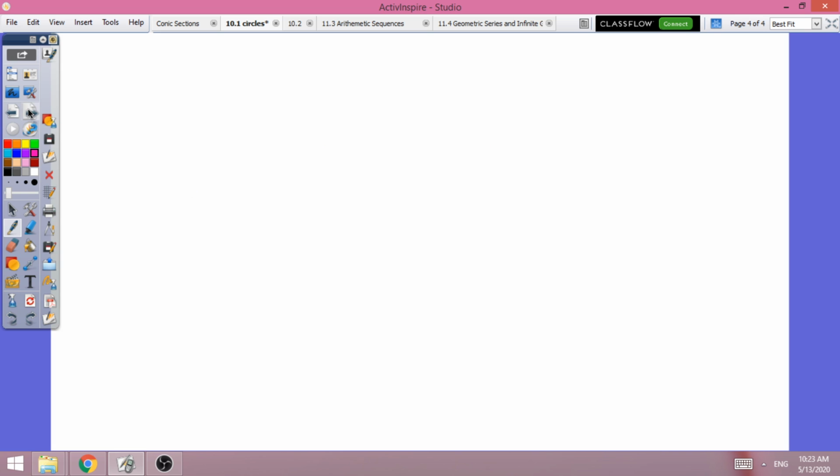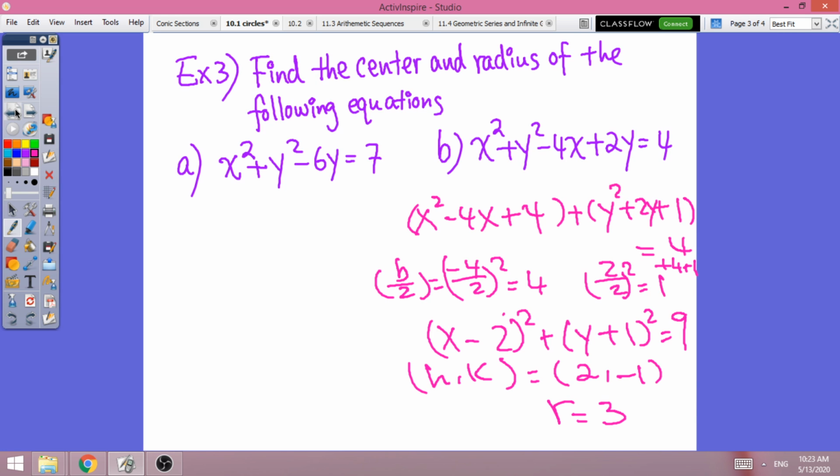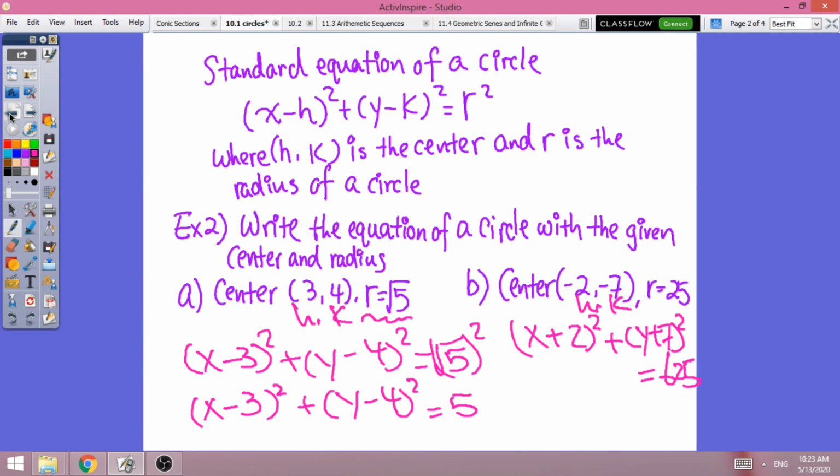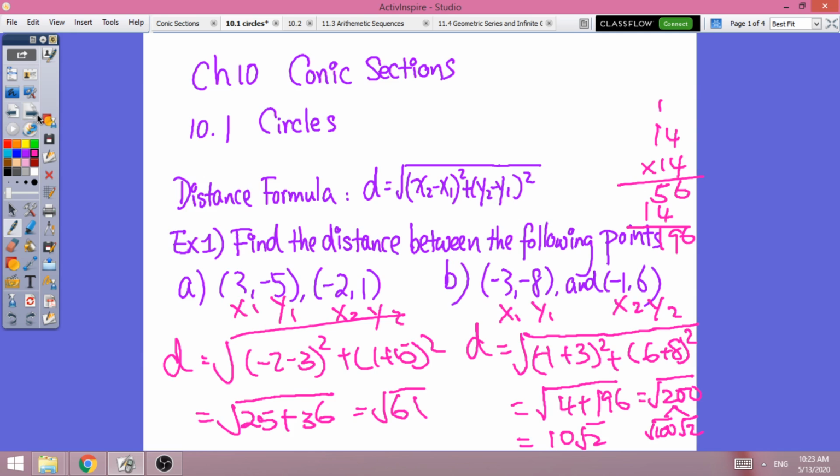And now let's see what else we have for the rest of this. Oh, that's it. Okay, so again, 10.1 is pretty straightforward. It's about finding the distance, and then finding the center and the radius from the equation of a circle, and then completing the square. And then the previous one here, just rewrite the equation. Okay, so it's pretty straightforward.